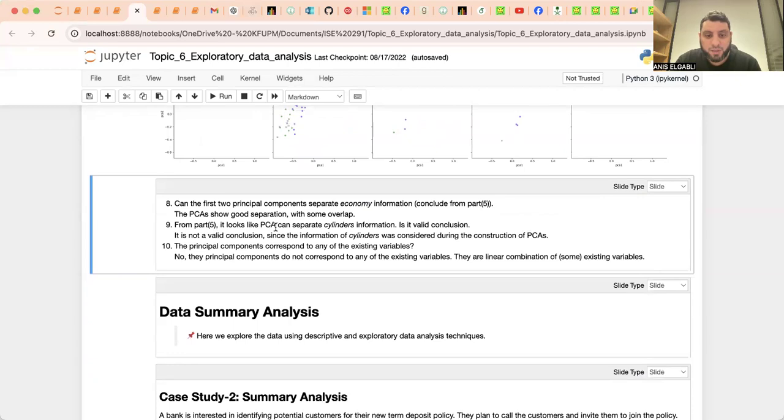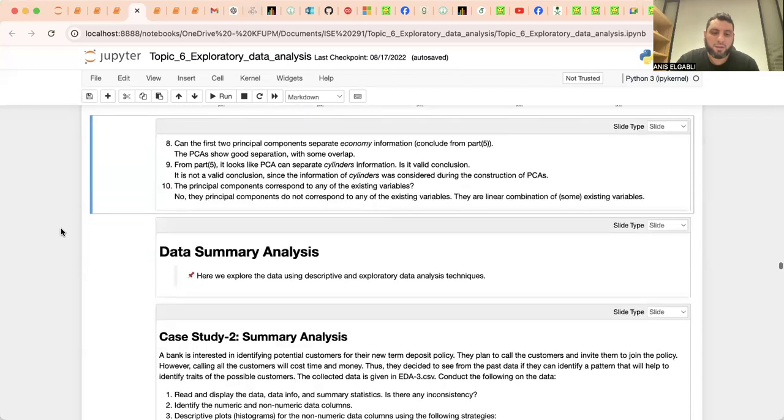Now it looks like PCA can separate cylinders information. Is this a valid conclusion? As we said, it's not a valid conclusion because the number of cylinders was considered when we constructed those PCAs. We explained that the principal components do not correspond to any of the existing variables. In general, that's not the case. Every one of them is a weighted sum of the existing variables, a linear combination of some or all existing variables. So that's in general.